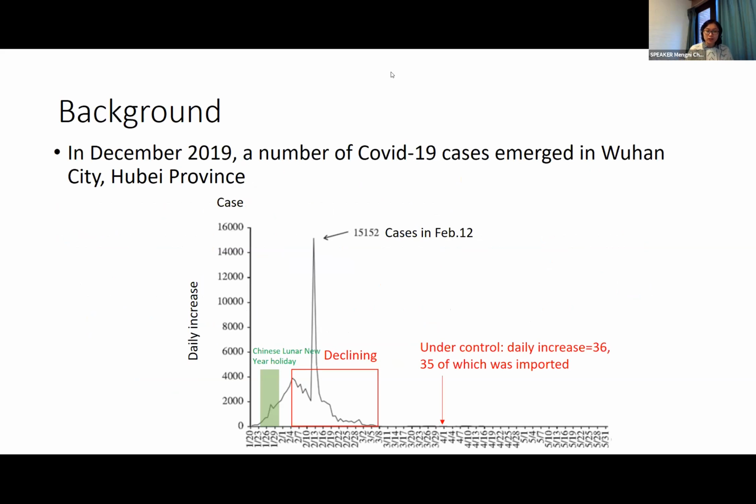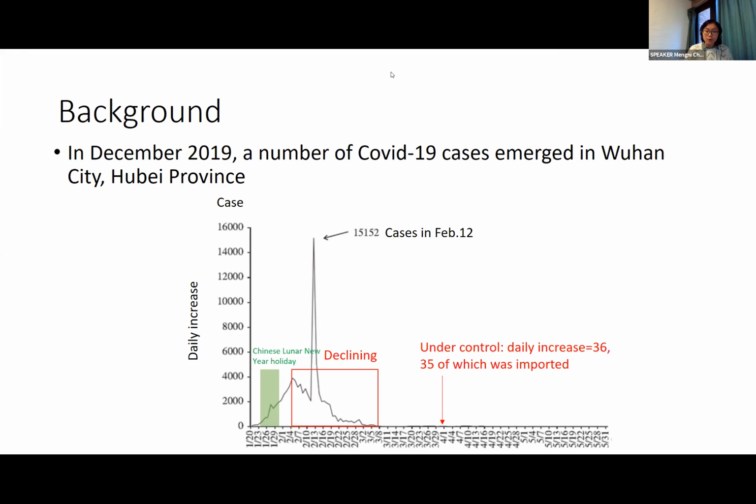In December 2019, a number of COVID-19 cases emerged in Wuhan City, Hubei province. This picture gives you an impression of the evolution of COVID-19 in China from January up to the end of May, showing the daily increase of COVID-19 cases. As you see, it is very clear that the cases increased very fast in January, and reached the peak level around February 5th. Since then, it started declining.